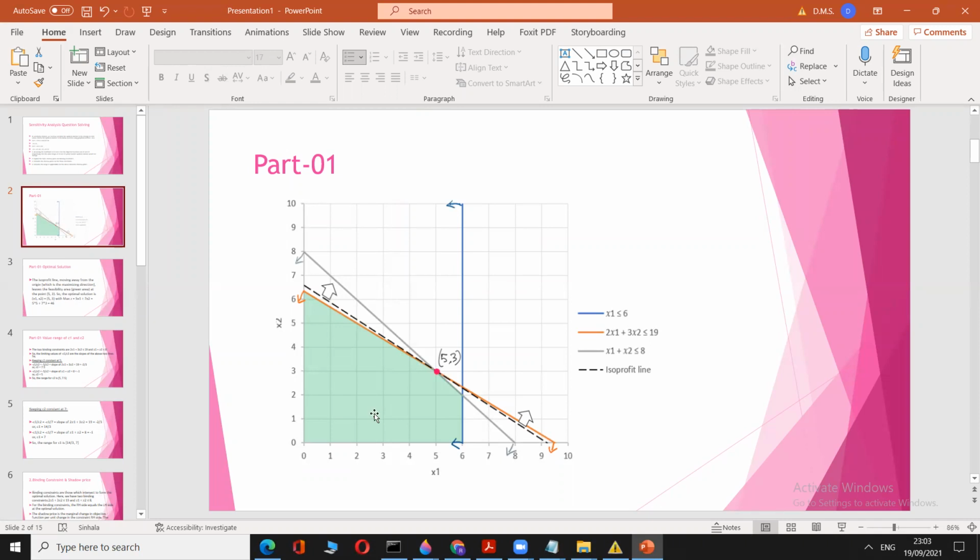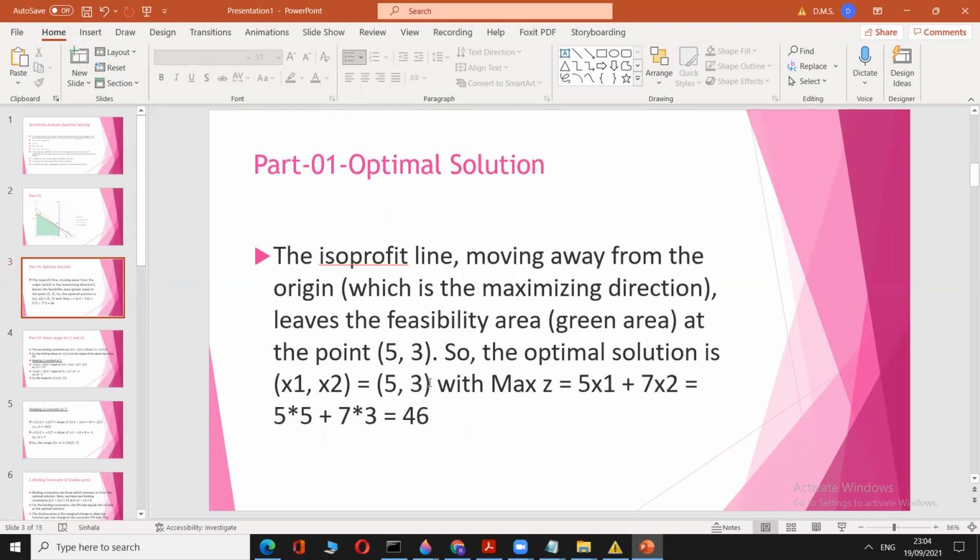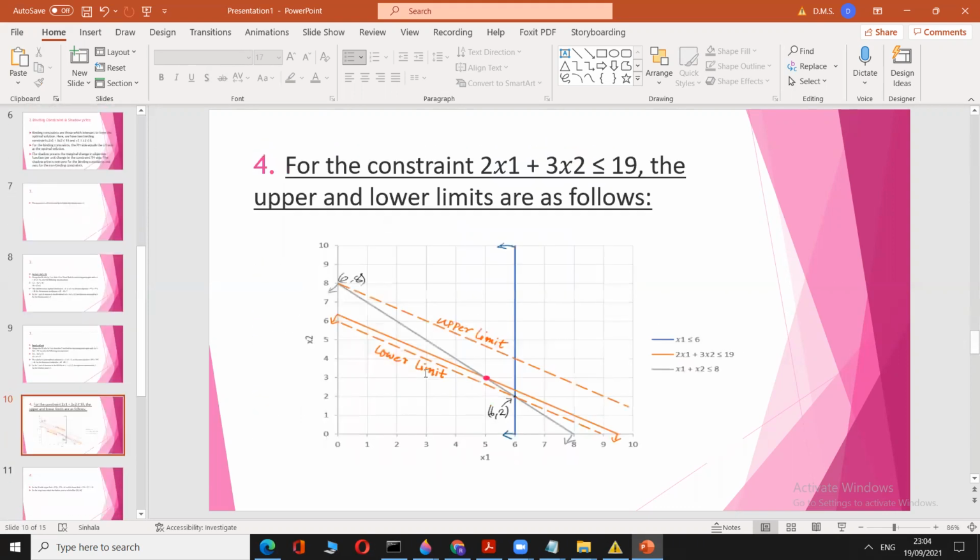Now this is our feasible region. When we draw this isoprofit line, we check the last position where it leaves the feasible region. Now we have identified it as the point (5,3), where these two binding constraints intersect. So that will be our optimal solution.